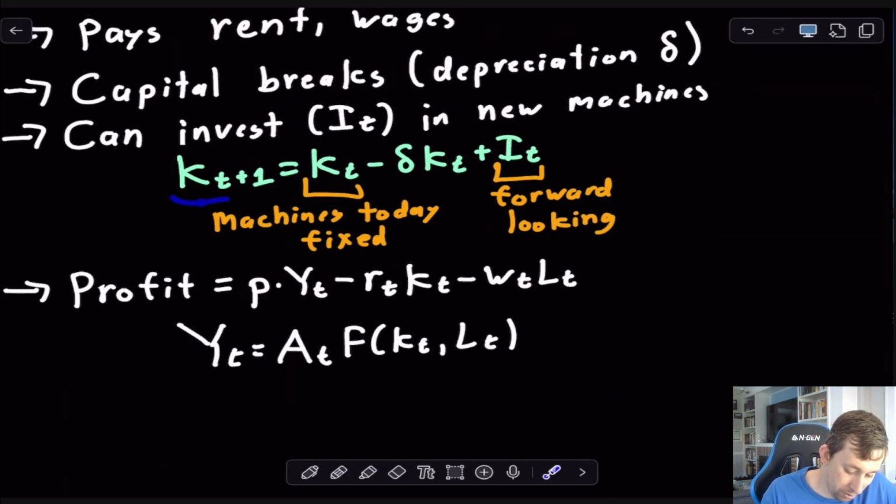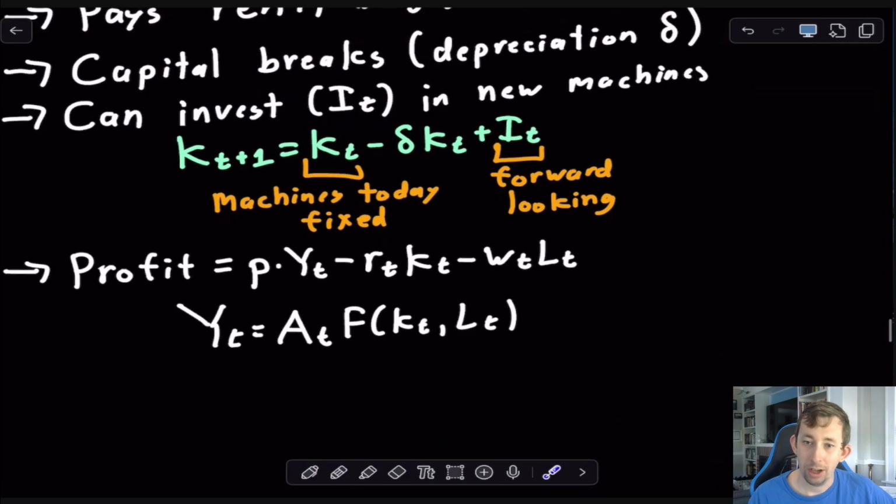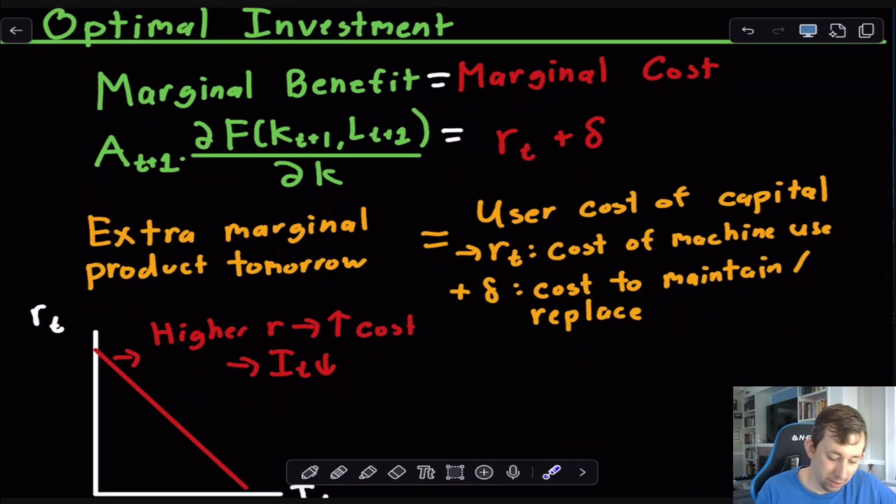So the amount of machines that Bill's going to have tomorrow is the amount of machines that he has today minus the ones that break plus the amount of machines that he purchases for tomorrow. So if this is his profit, this is Y, then what is Bill's optimal amount of investment? Well, his optimal investment is where the marginal benefit of investing is equal to the marginal cost. His marginal benefit of buying an extra machine is that he produces a little more coconuts. How many more coconuts? The marginal product of capital tomorrow, because he's investing today to install a new machine tomorrow. What is the cost of installing that extra machine? Well, he's got to borrow some money today, plus he's going to have to replace that machine when it breaks.